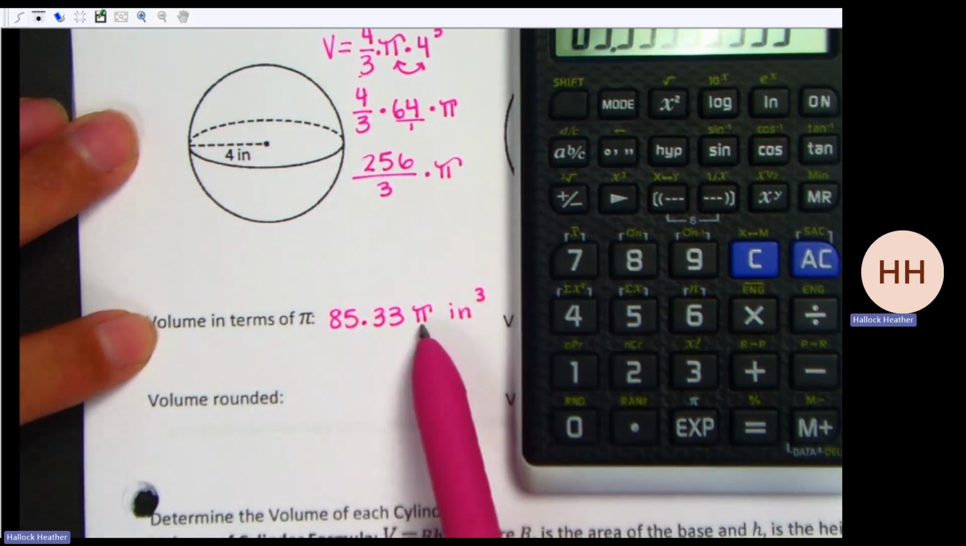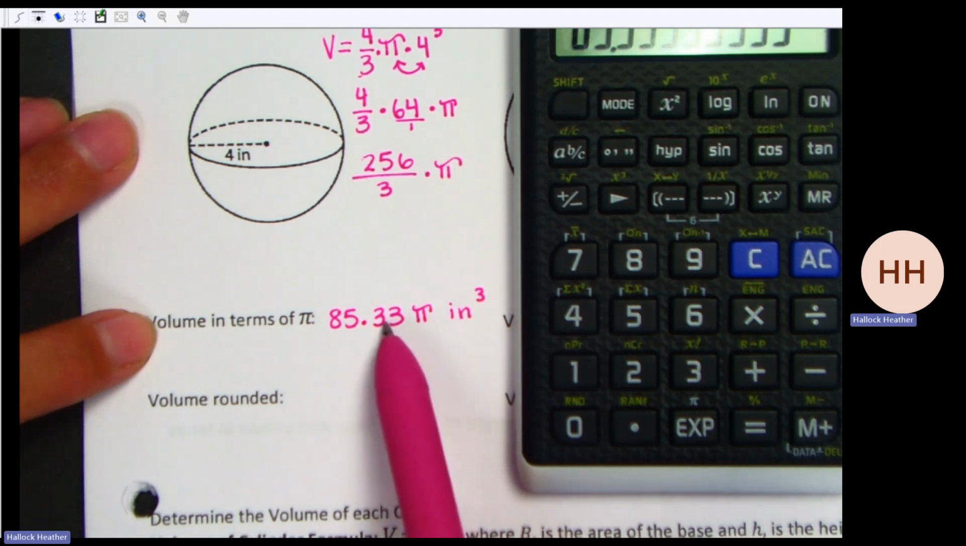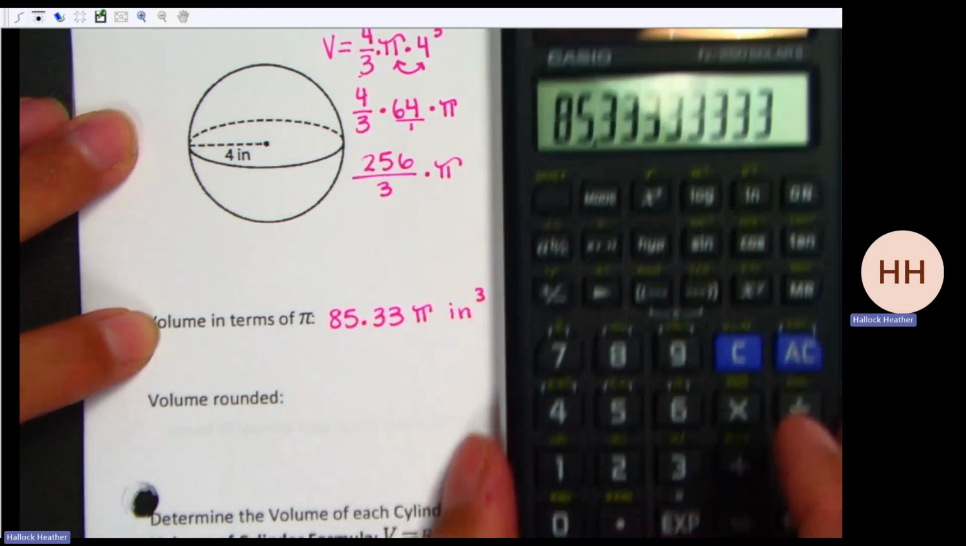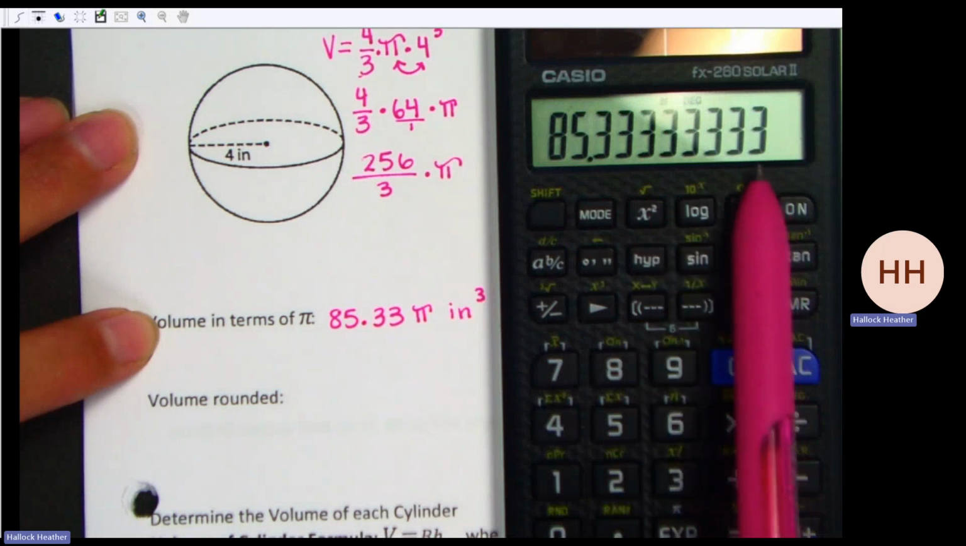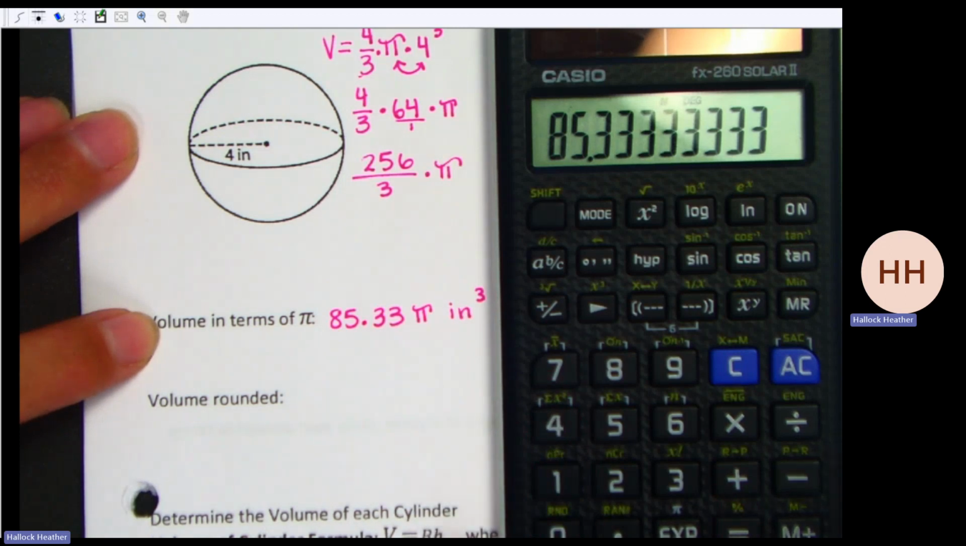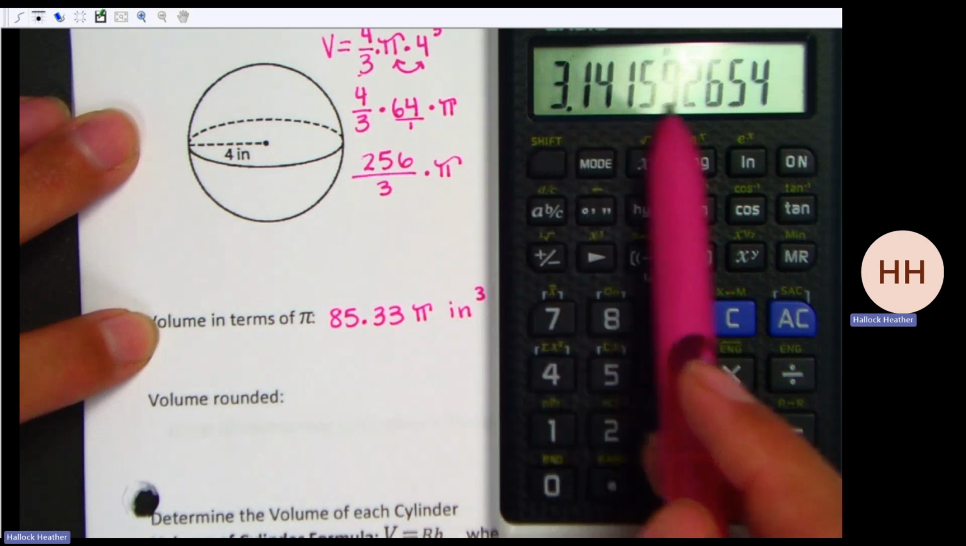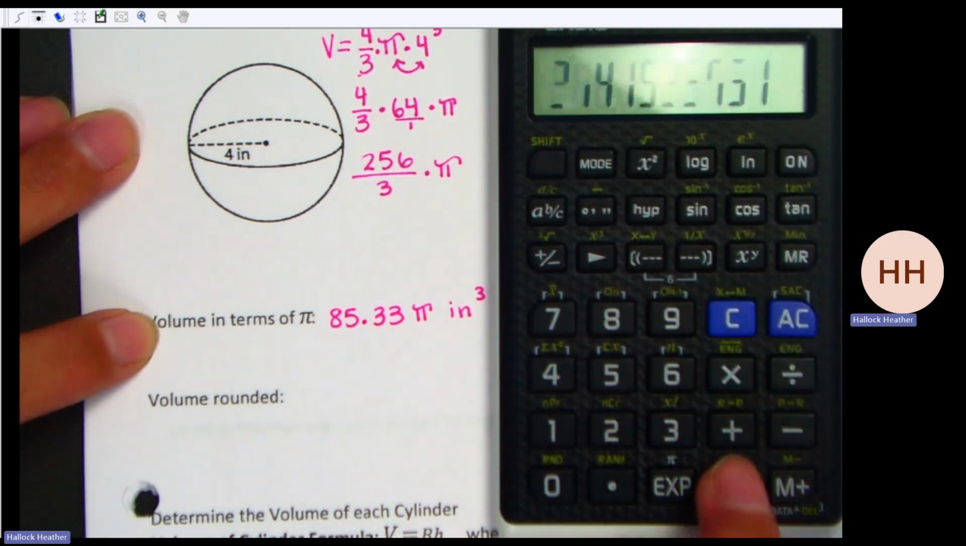So in terms of pi means that you leave pi alone. If they want it rounded, I'm going to take this in the calculator, my decimal, 85.3 and so on, and I'm going to multiply literally by the pi button. The pi button is this EXP button down at the bottom. So I'm going to take this and times it by pi. You should see pi pop up in your calculator and then press equals.